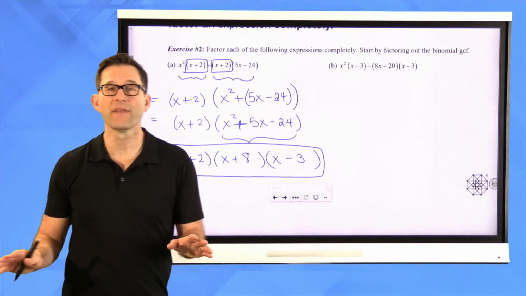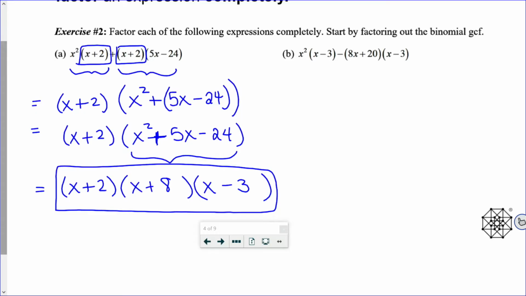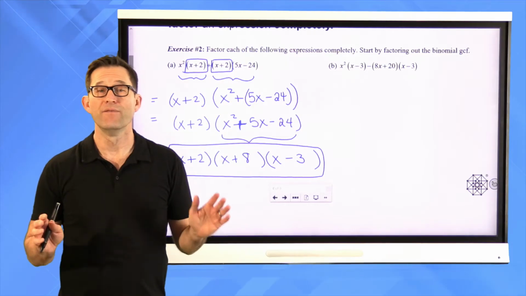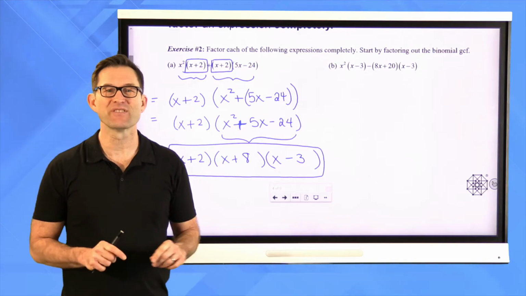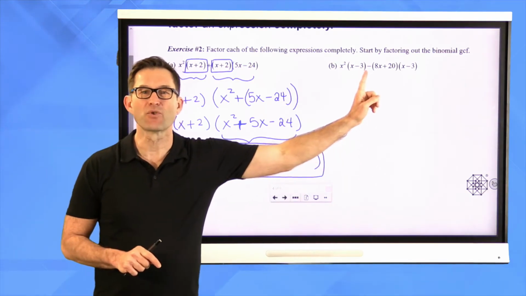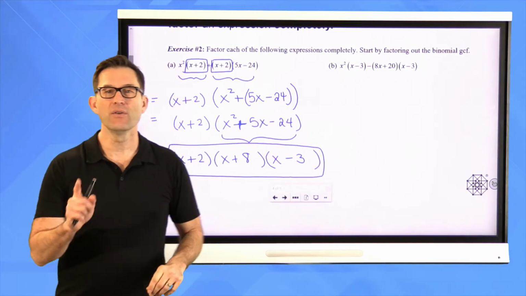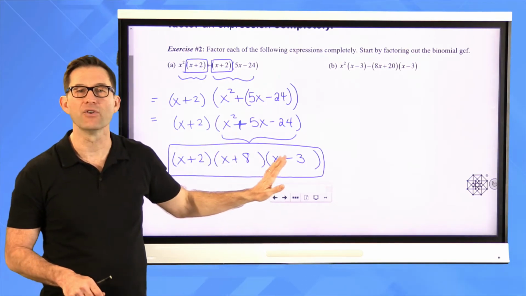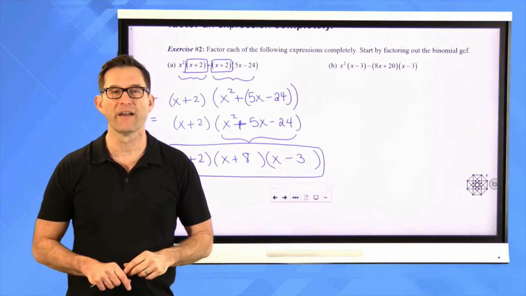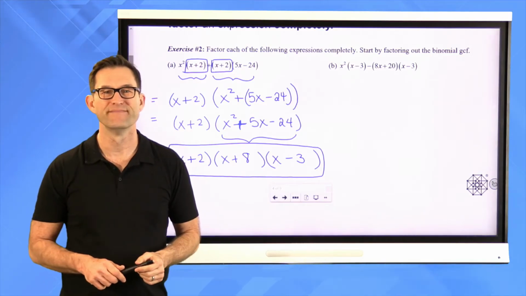Let's take a look at that together, and then I'm going to have you work on it. Letter B is x squared times x minus 3 minus 8x plus 20 times x minus 3. Very similar to before, but just like in exercise 1B, we've got this subtraction to contend with. So I'd like you to pause the video now and see if you can work this all the way down until you have the product of 3 binomials. Pause the video now.